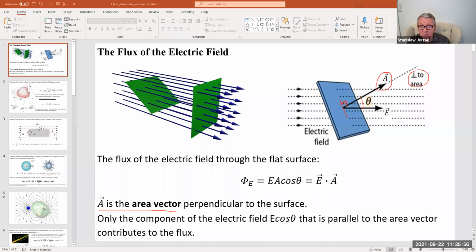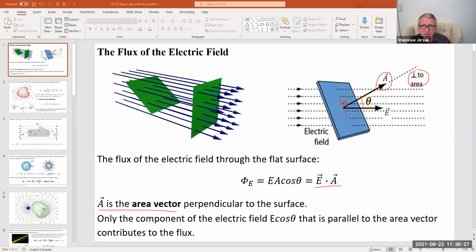Now knowing the definition of the area vector, this product EA cosine theta can be written as the dot product, E dot A, right? Because the dot product involves a cosine function. But remember, the angle is between the area vector and the electric field. So this is how we define the flux of the electric field through an open surface, like this square surface or any open surface like this.